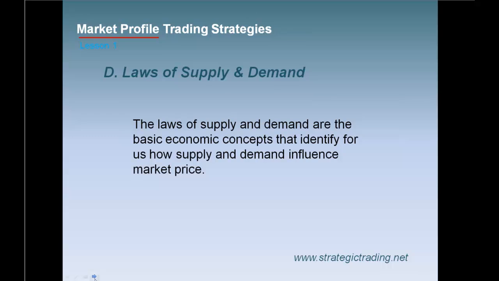First of all, the laws of supply and demand are a basic economic concept that helps us understand how supply and demand in the market will influence market prices. So price in general in any market is a function of supply and demand. And when it comes to any financial product on the market, it is not any different. It is also governed by the rules of supply and demand.